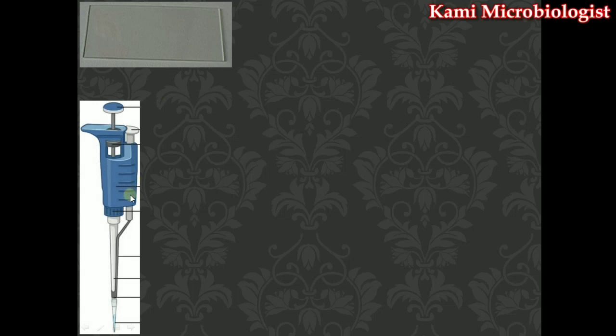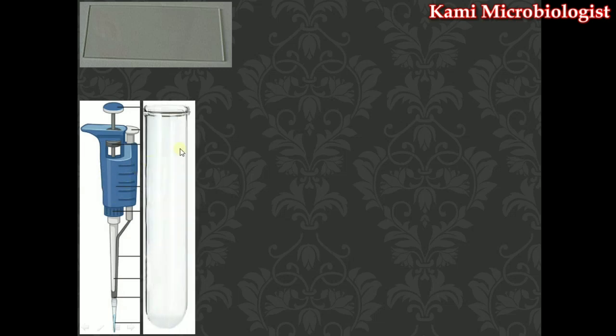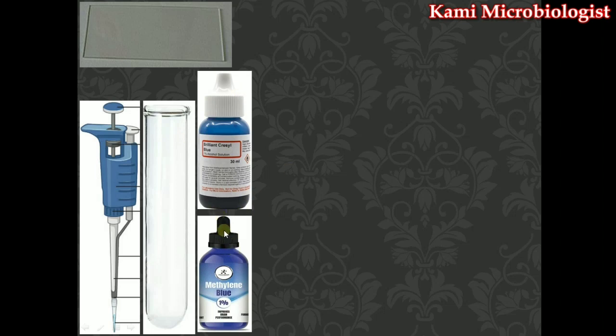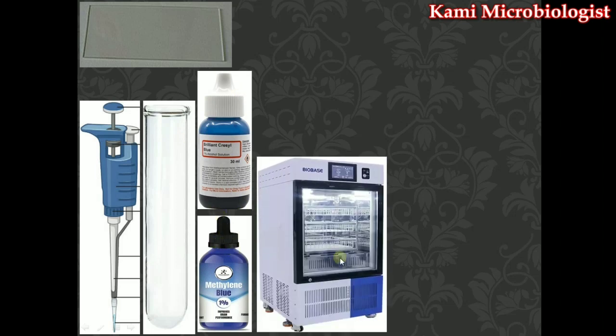a pipette. The pipette is used to take the blood and the stain in microliters. That's why for that purpose we use the pipette. We use a clean and dry test tube. As you can see, we need a brilliant crystal blue stain or methylene blue stain, any one of the stains. Then we need an incubator or a water bath. Incubator and water bath will just provide the temperature of 37 degrees centigrade.